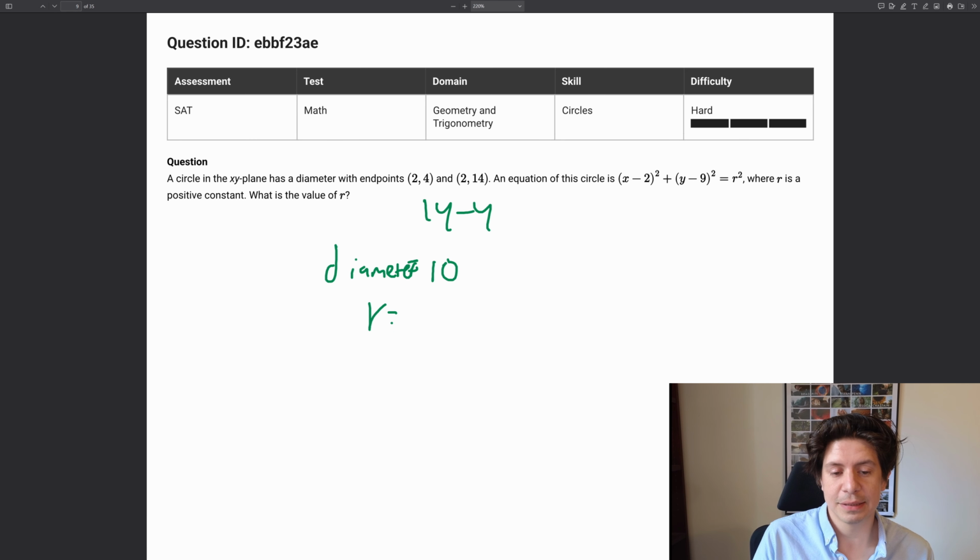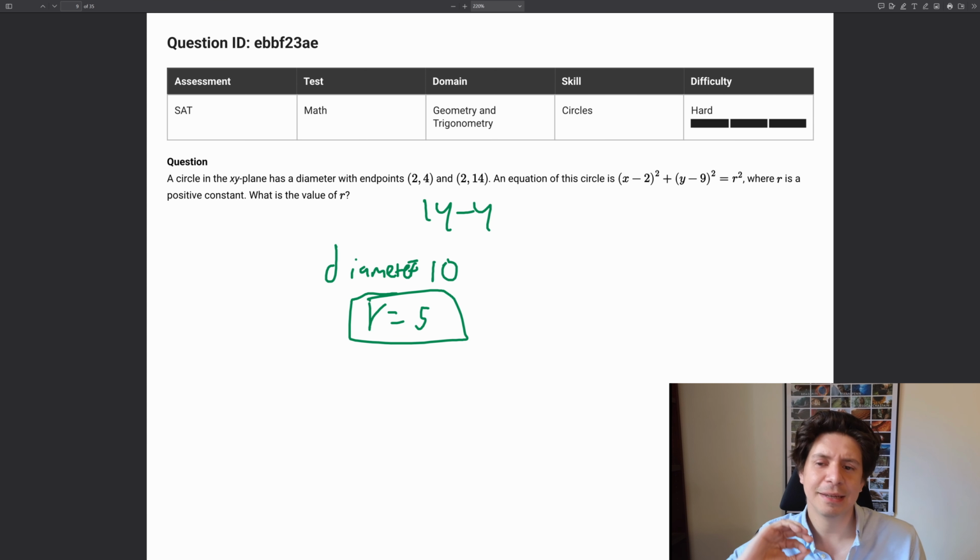So then the radius is going to equal 5. And it's just asking for that, so we don't have to do r squared. Our answer is just 5, okay? Easy, but just tricky understanding what they're asking for, but once you see that, you'll be fine. And again, if you have questions, feel free to ask me.